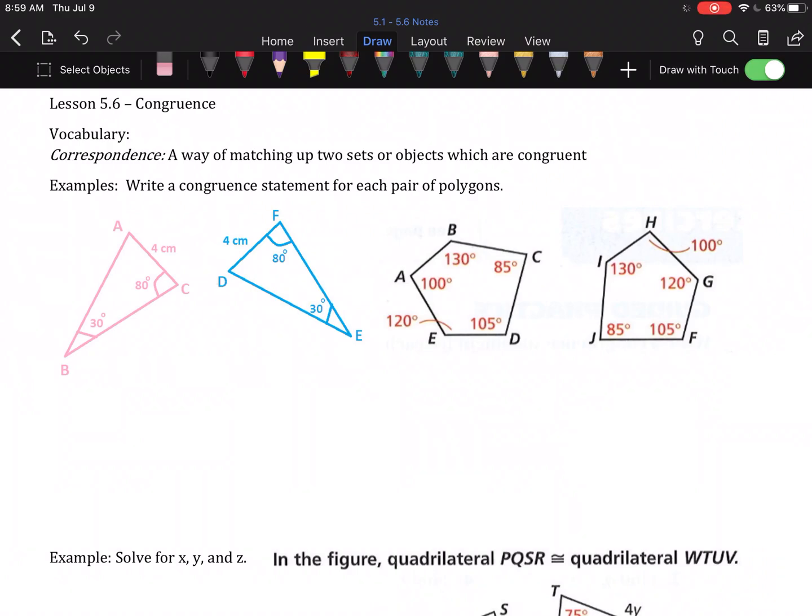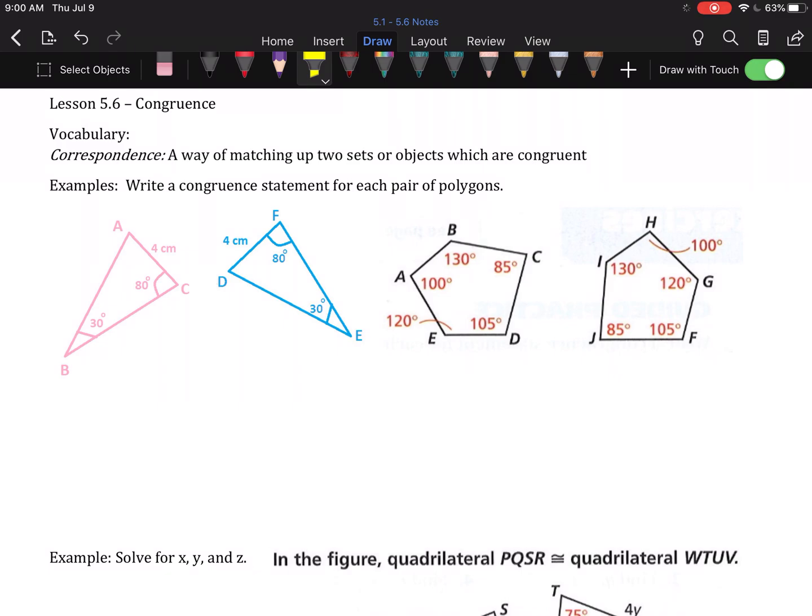All right, so this is the last lesson of Chapter 6, and it is on congruence. Congruence means the same. So we're going to be looking at a bunch of shapes that are the same. Correspondence is a way of matching up two sets or two objects that are congruent, that are the same thing. Write a congruence statement for each pair of polygons.